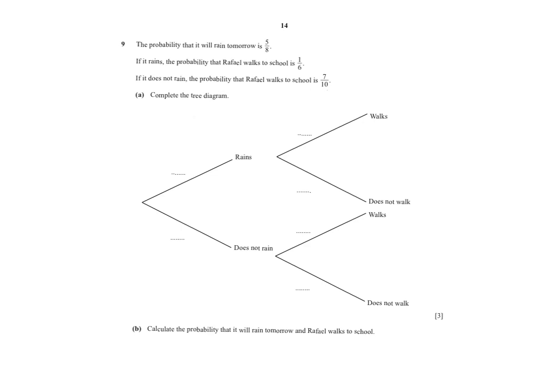Complete the tree diagram. Probability to rain is 5 over 8. So this is 5 over 8. So it doesn't rain is 3 over 8. If it rains, the probability that Raphael walks to school is 1 over 6. So this is 1 over 6. Now you can deduce that he doesn't walk is 5 over 6.